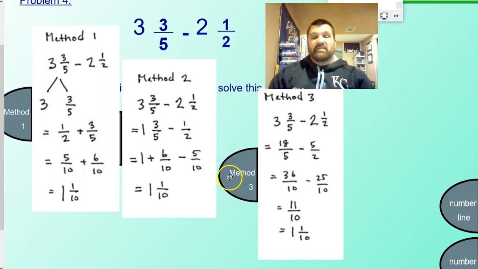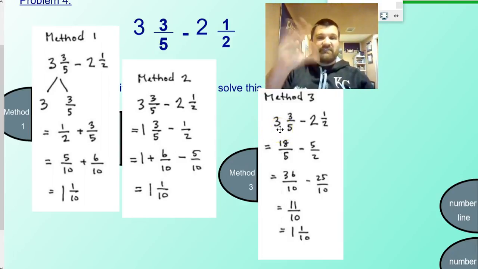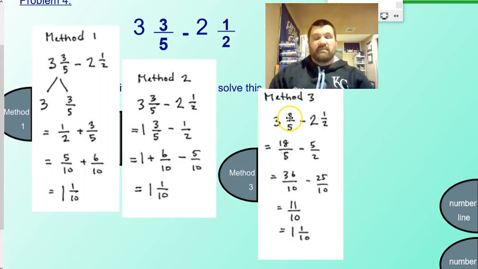And then finally, method 3. So we're going to take that 3. We know that that 3 is 3 sets of 5/5. So 5, 10, 15. We're going to take it, add the 15 to the 3, and you'd have 18/5.